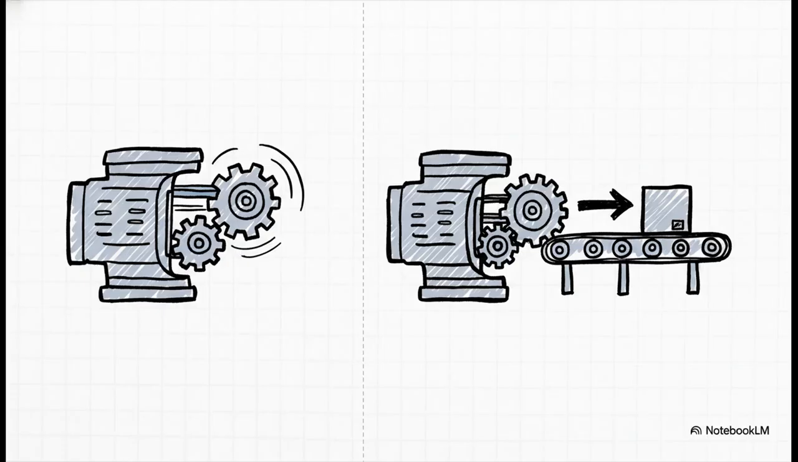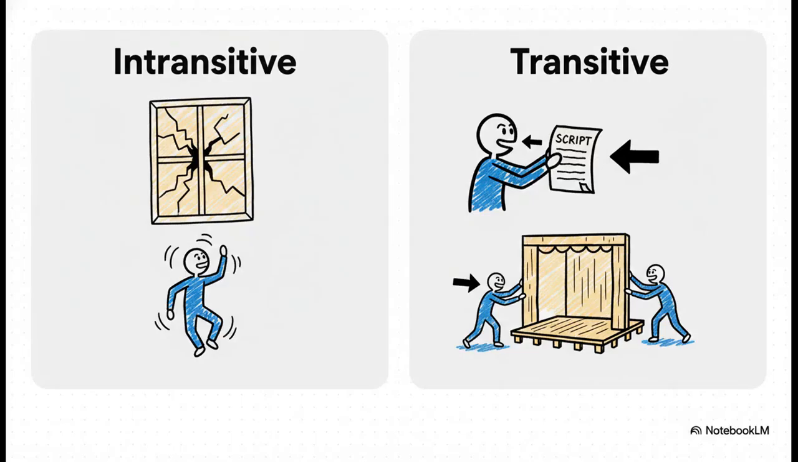So if we stick with our engine analogy, think of it this way. Some engines just run, all by themselves. But other engines transfer their power to actually move something else, kind of like a conveyor belt. And that right there, that's the key difference between the two main types of verbs. And check this out. This slide shows those two modes perfectly. Over on the left, we've got intransitive verbs. That's the engine running on its own.